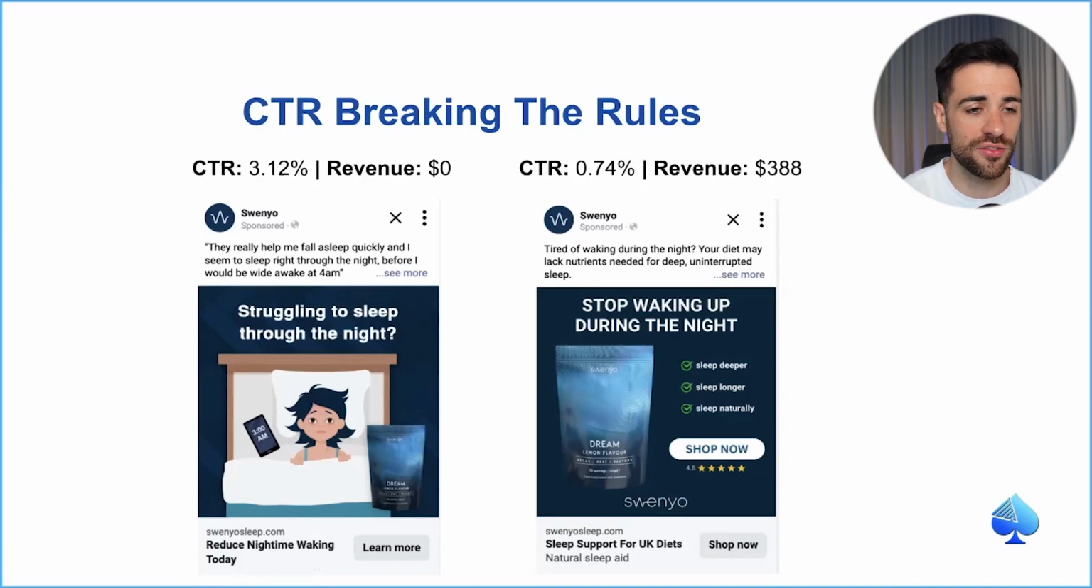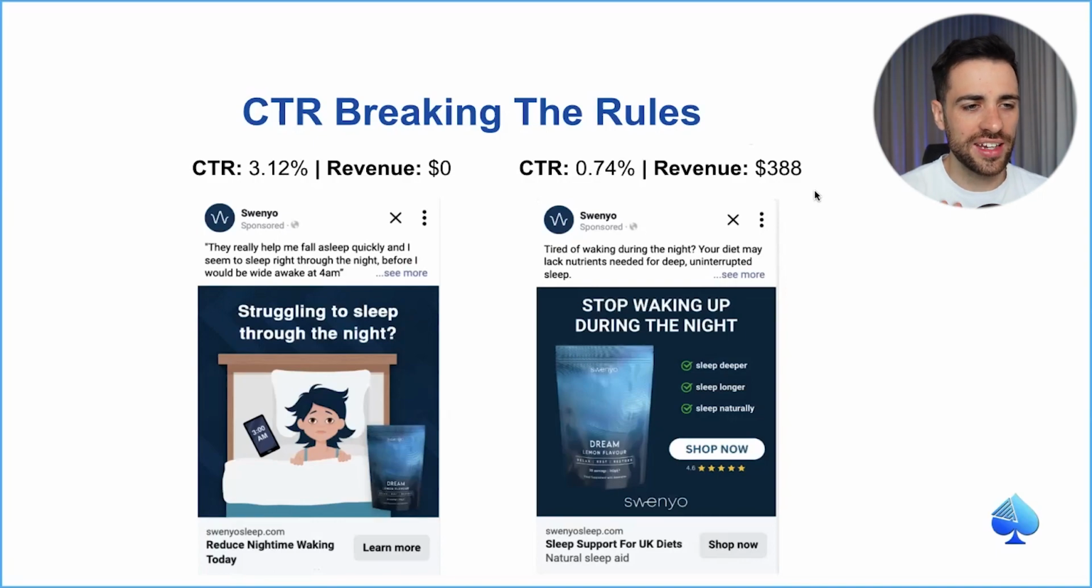So you've got the first creative on the left, click-through rate 3.12%, but hey, 0 revenue generated. Versus this other creative where 0.7%, that is considered a poor click-through rate by most people in the Facebook ads world. But hey, look, it's generated $400 worth of revenue. It actually did all right, okay?